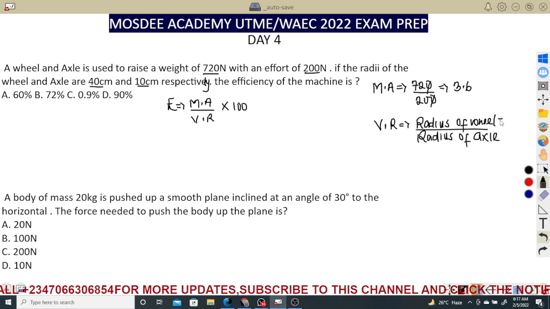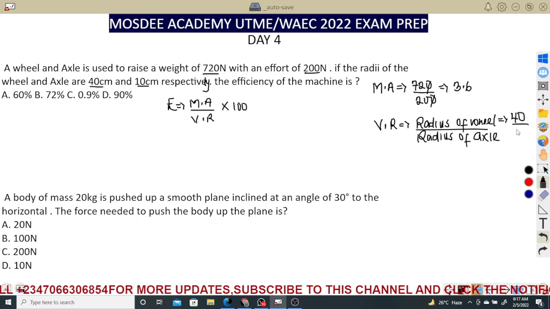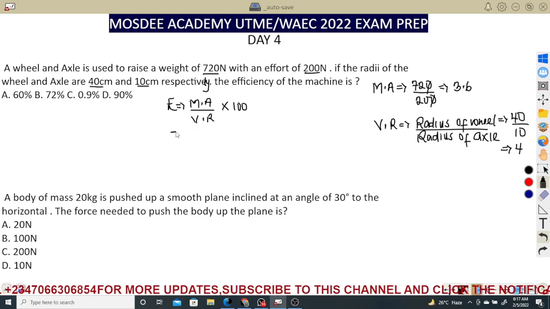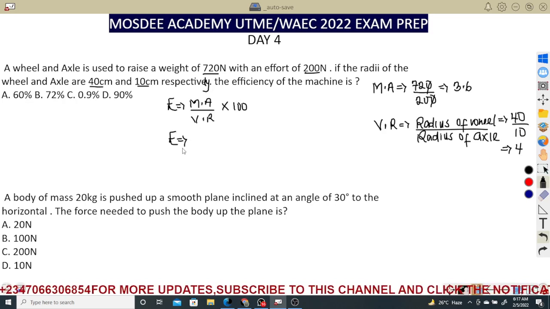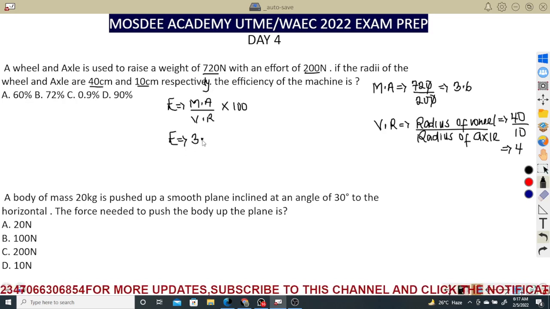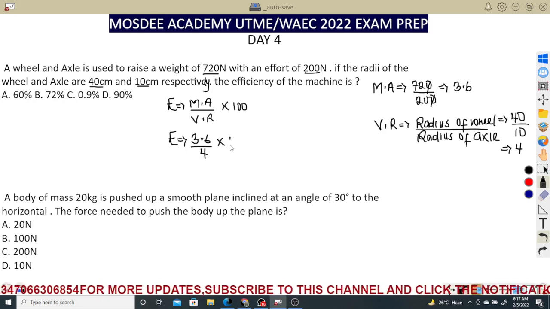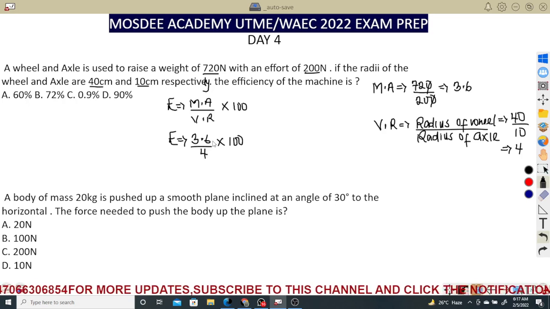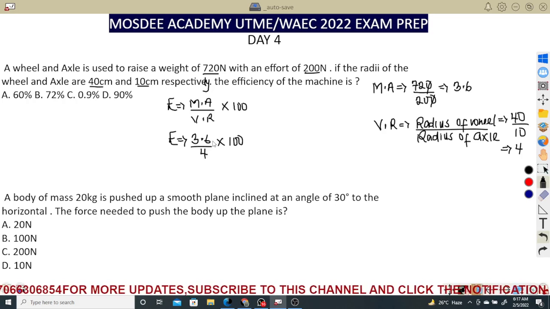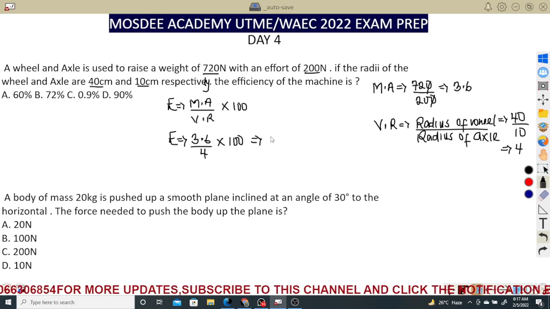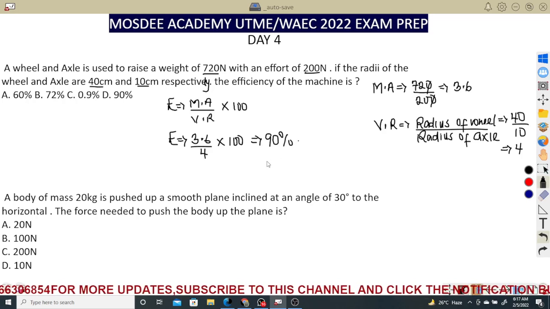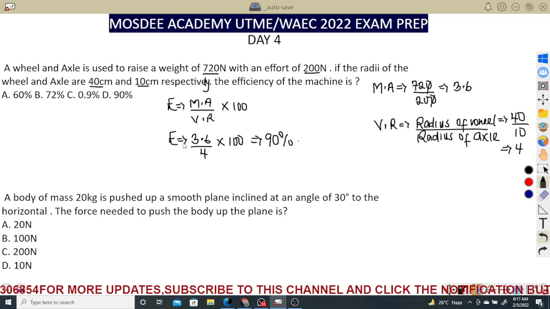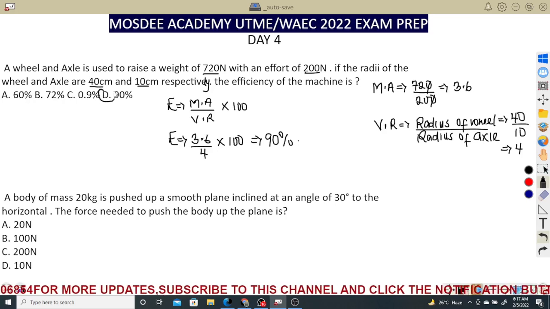And doing that, the wheel has a radius of 40. The axle has a radius of 10. 40 by 10 is 4. So directly, we can now substitute to get the efficiency, which is 3.6 divided by 4 times 100. On simplification, 4 can go into 100 25 times. So 3.6 multiplied by 25 is going to give you nothing but 90%. So that is how to solve this type of question that falls under the other classification of machine called the wheel and the axle. So choice D is correct for this.